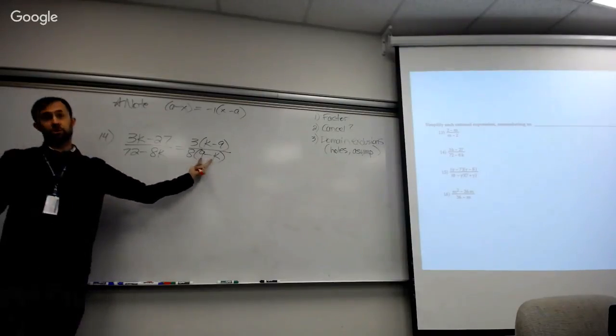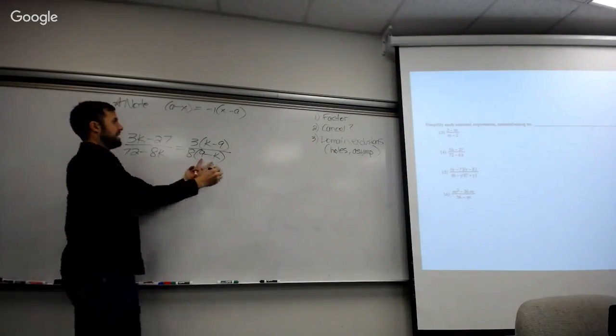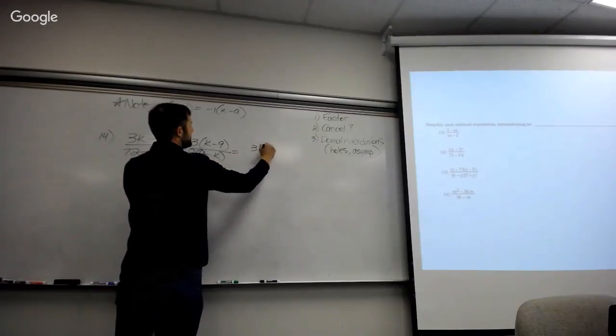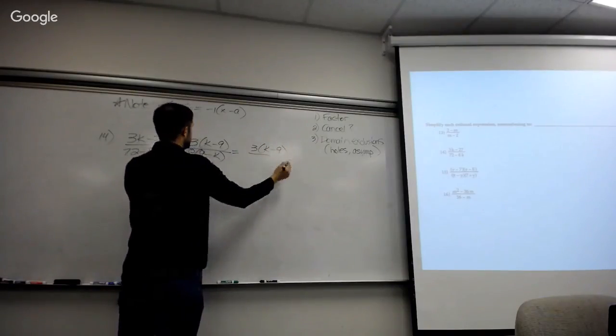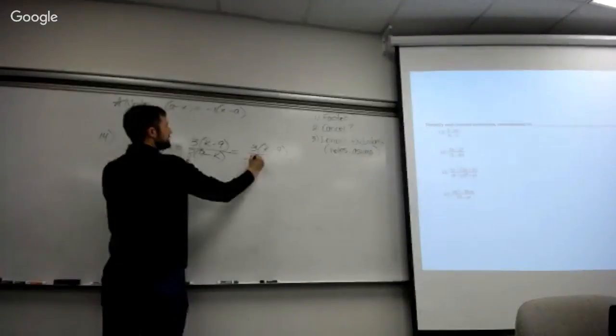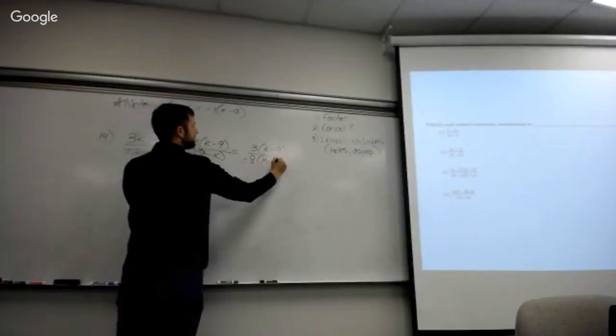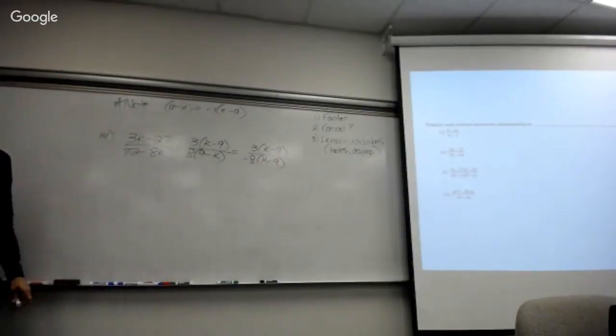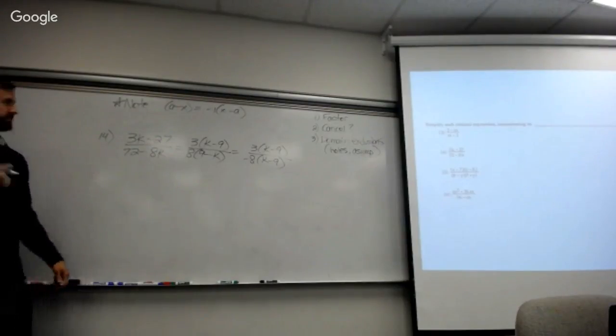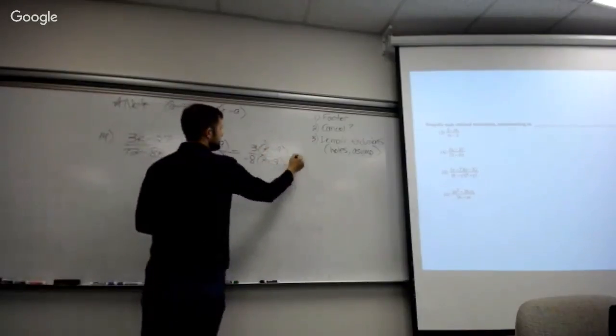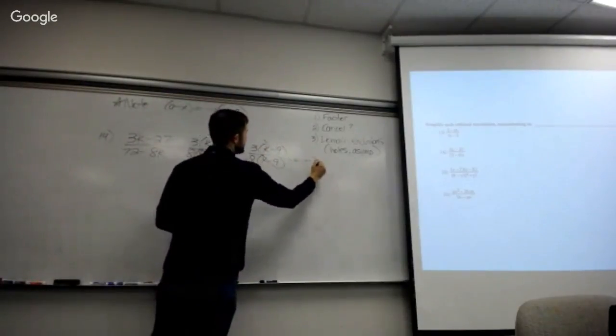Right, so I would like to switch the order of 9 minus k. I am allowed to do that, provided I put a -1 out front. So I will change the bottom to -8 times k minus 9. And that's our technique for switching a subtraction binomial. So now the k minus 9's do cancel, and the answer is just -3/8.